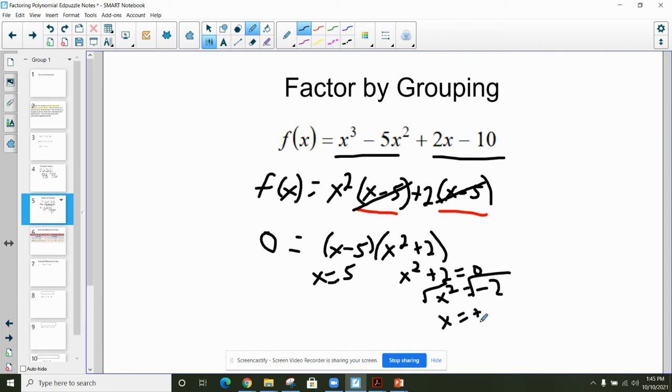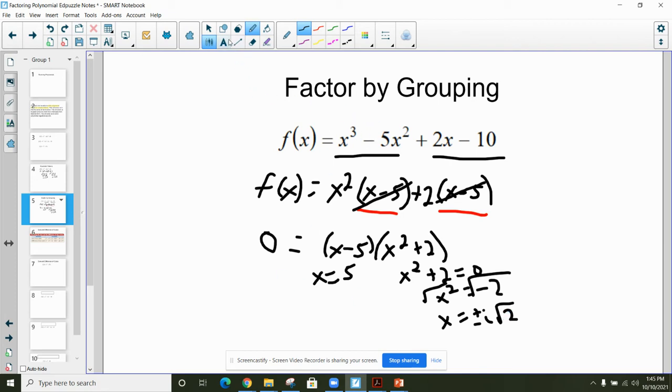So what this tells me is that this graph, if I were graphing this function, I would only have one x-intercept at 5 because the two other zeros are imaginary. All right, complex roots right there. So we'd only have one x-intercept on this graph if we were to graph it. But we have 3 solutions, which we should because the degree is 3.